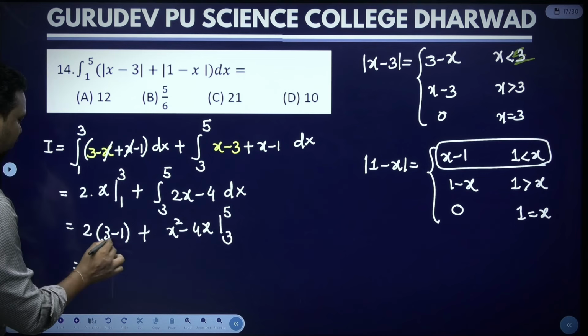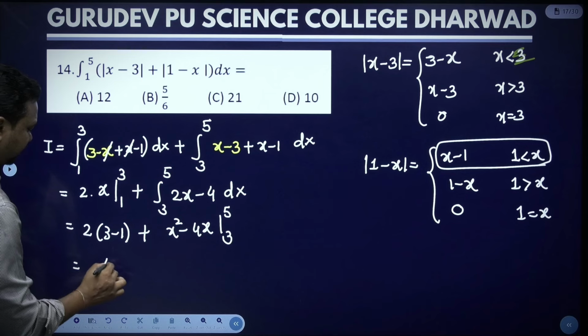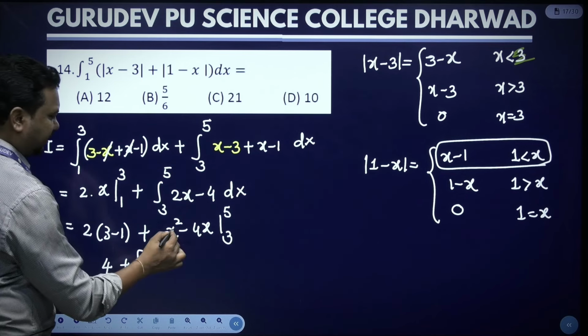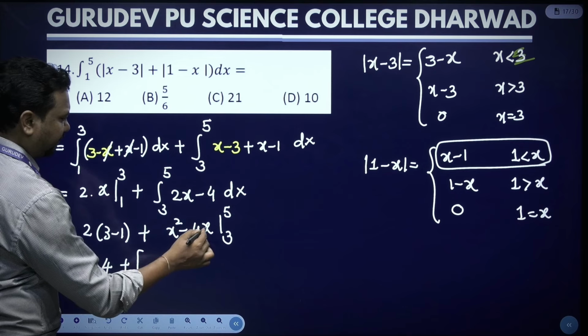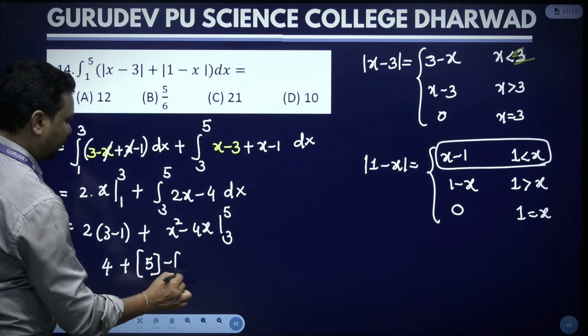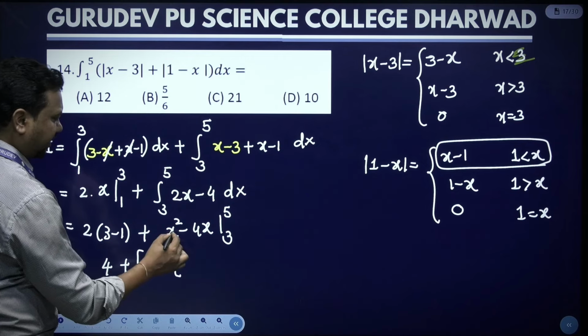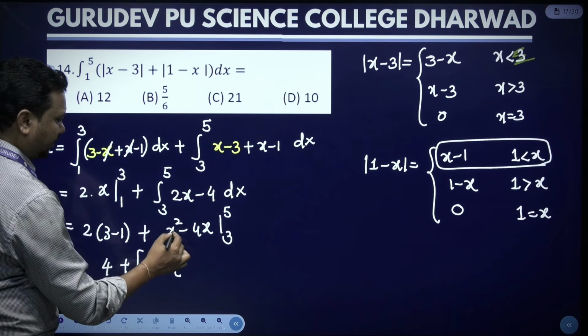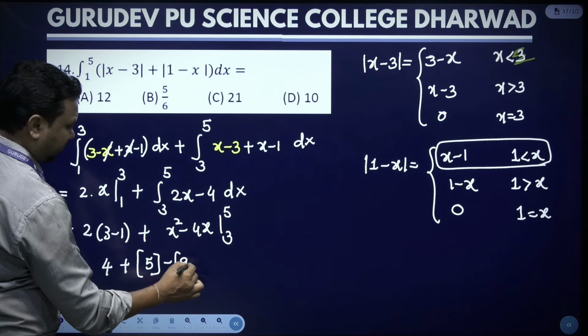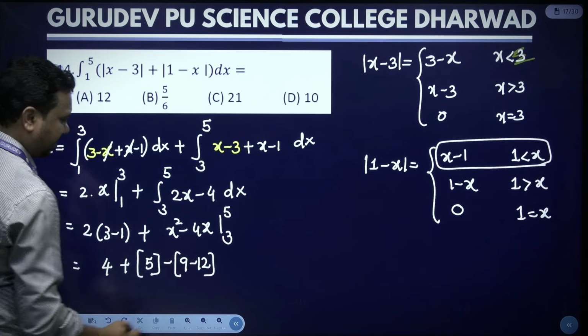Therefore, 3 minus 1 is 2, 2 into 2 is 4. Plus apply the upper limit: 5 square is 25, 4 into 5 is 20. Therefore, the difference is 5. Upper limit minus lower limit, apply it. So 3 square is 9, 9 minus 12. 3 square is 9, minus 4 into 3 is 12, it will become minus 3.